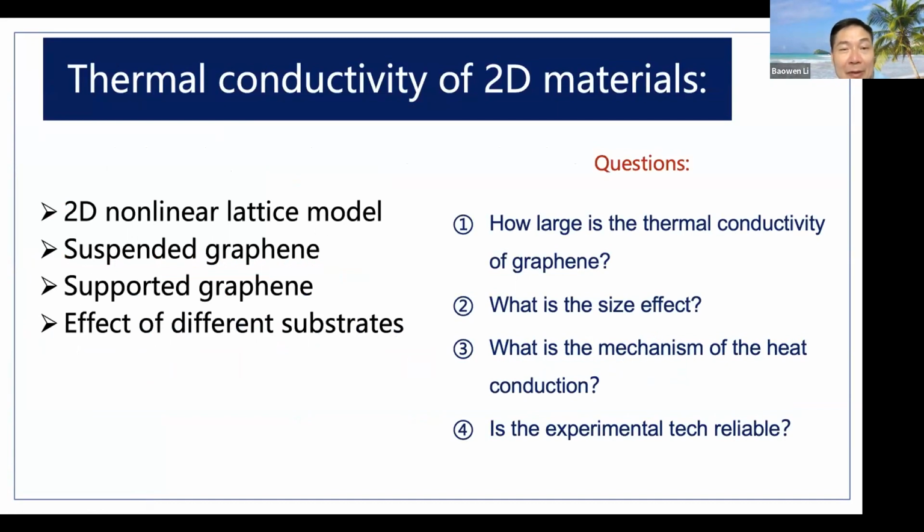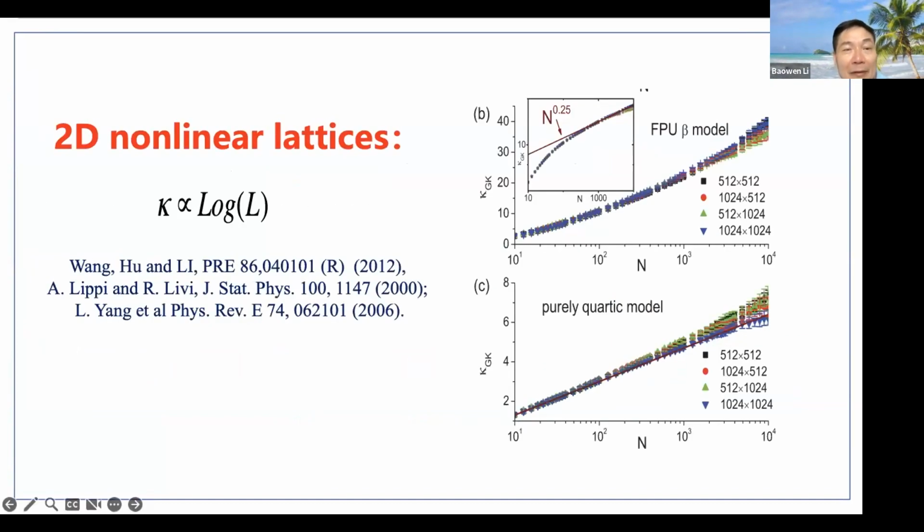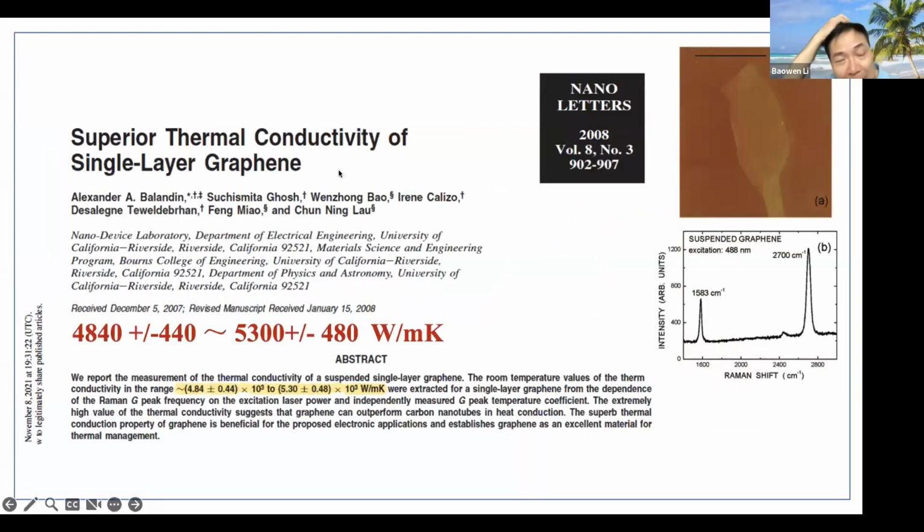Now we move to 2D materials. For 2D nonlinear analysis, there is some numerical calculation showing that thermal conductivity is proportional to the logarithm of the length, not the length, actually the size. Suppose the lattice is square, L times L. The typical example of a 2D material is single-layer graphene.